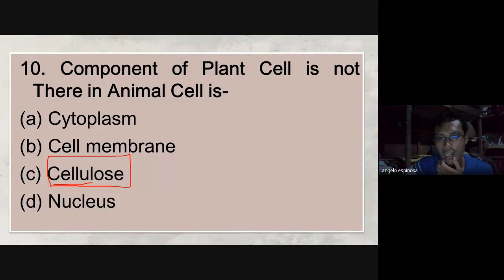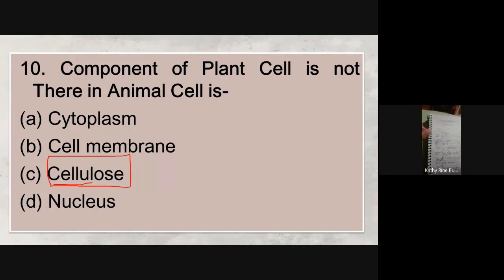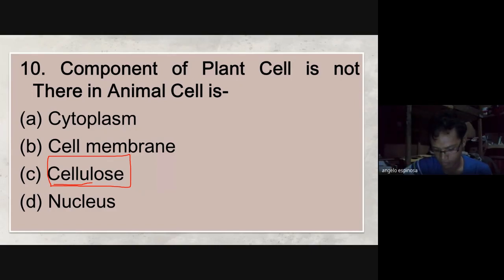Wait lang. Ilan ang score mo, Cathy? 8? Saan ka nagkamali? Doon po sa number 10 sa cellulose at saka sa number 2 doon sa... Nakalimutan ko yung tanong. Americana, planeta Americana.